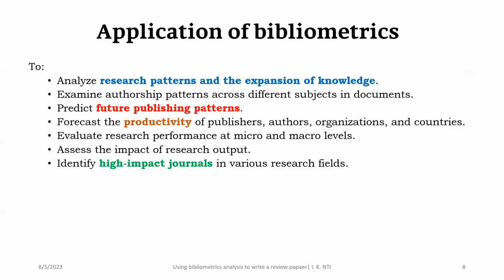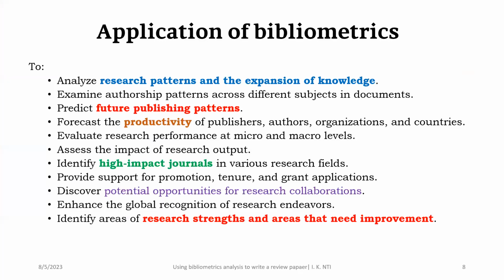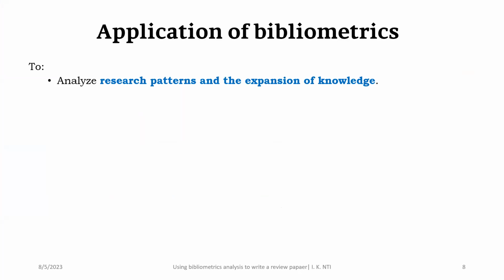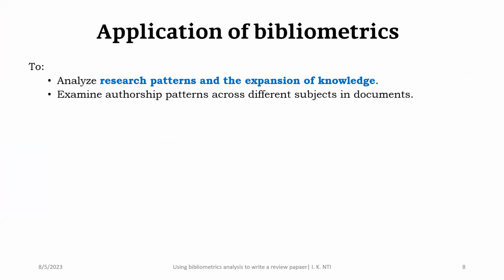So let's see some applications of bibliometrics. The first application we are looking at is analyzing research patterns and knowledge. We can use bibliometric analysis to analyze research patterns, what is currently happening, the explosion of knowledge, how many papers have been published, and which areas they are focusing on. Then we can also examine authorship patterns across different subject areas. When you talk of artificial intelligence, which authors are the gurus in artificial intelligence? Which countries are they coming from? All this analysis can be done here.